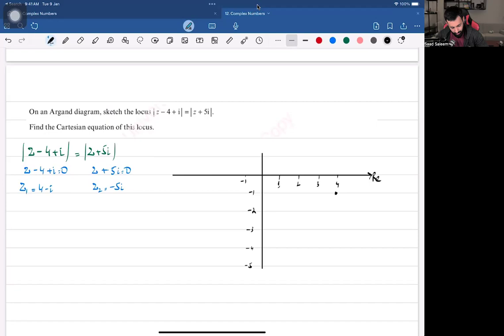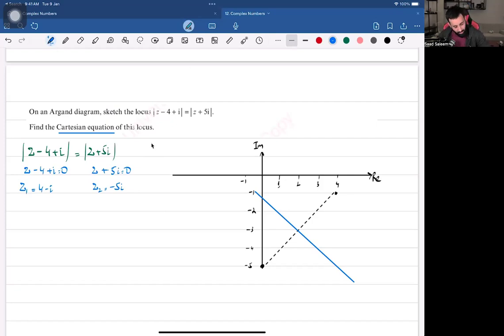Now, what do we have to do? We have to find the Cartesian equation of this locus. So what's the locus? The locus is the perpendicular bisector, because the perpendicular bisector is the only way that we can satisfy this condition. We have to find out the equation of this perpendicular bisector. So we follow the same rules that we do in coordinate geometry. So these are 2 points. One point is (4, minus 1), and the other point is (0, minus 5).